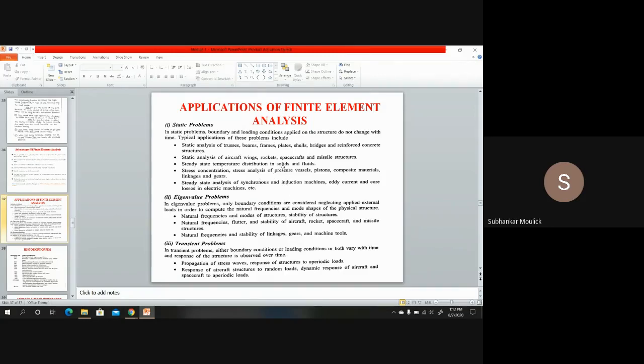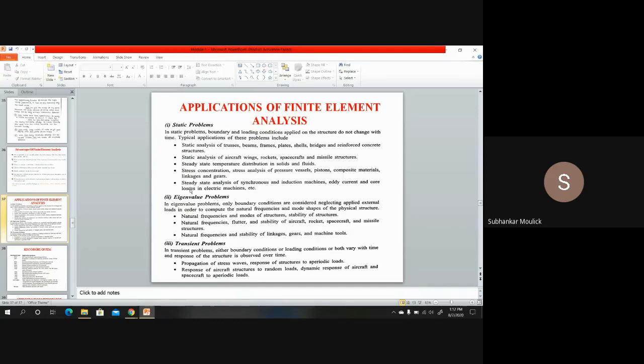Analysis of pressure vessels, that also we can do with the help of which element? Axisymmetric elements. In the last class I told you that pressure vessels and rings are all axisymmetric in nature, so we can analyze these problems with the help of axisymmetric elements.